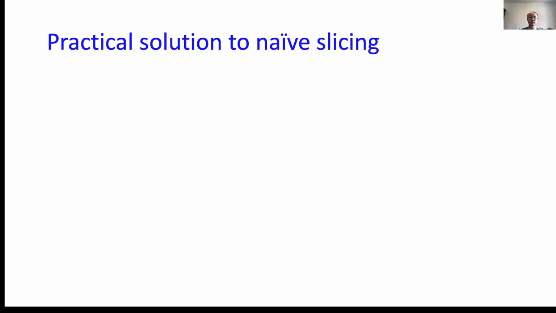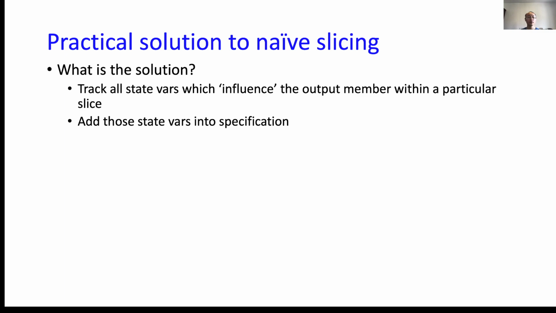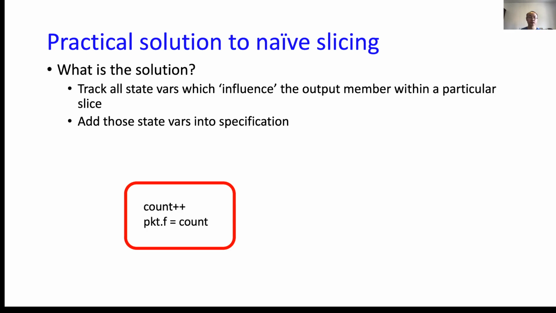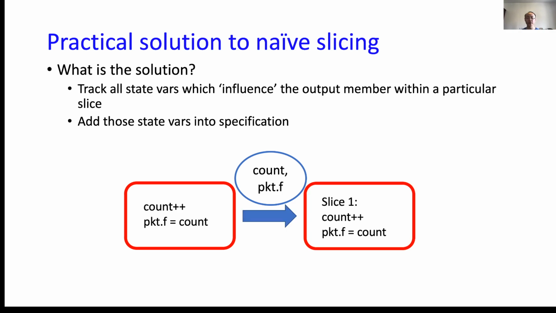So how can we solve this problem? We have to track all variables which influence the output member within a particular slice and add those state vectors into the specification. Still, we look at this example. We found the count, the updated value of count, will determine the final value of packet.f. That's why we group them together and put them into one particular slice.